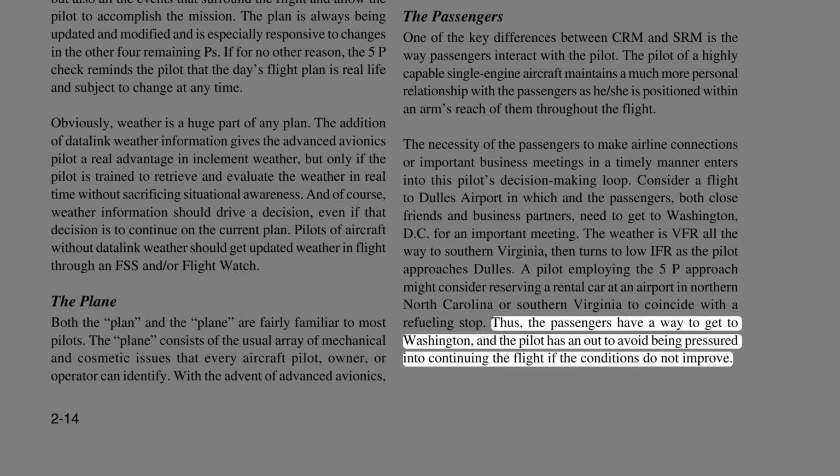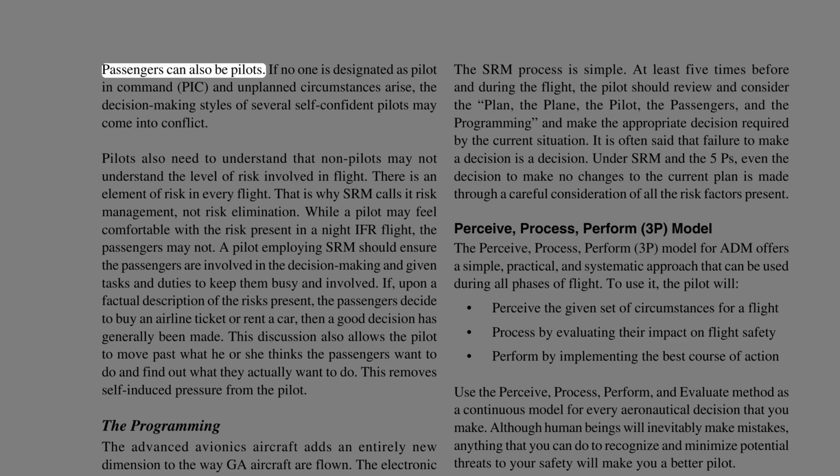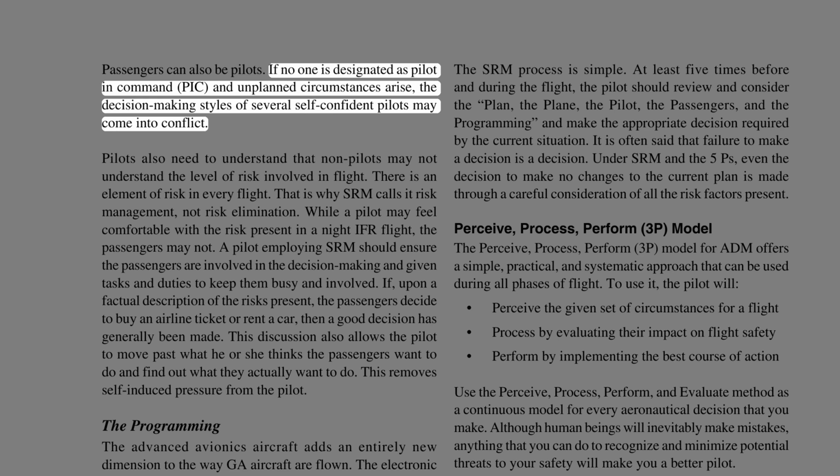Thus, the passengers have a way to get to Washington, and the pilot has an out to avoid being pressured into continuing the flight if the conditions do not improve. Passengers can also be pilots. If no one is designated as pilot in command, and unplanned circumstances arise, the decision-making styles of several self-confident pilots may come into conflict.